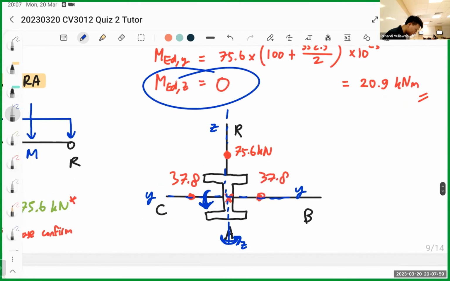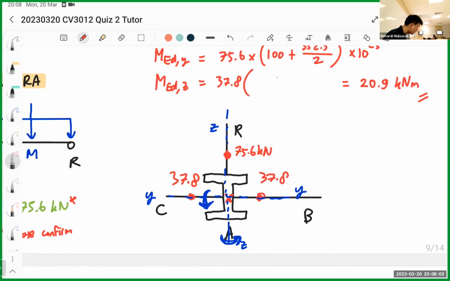The moment MEDZ is actually 37.8 multiplied by this eccentricity. I'll just write it as E for simplicity. Then you have another one here, which we subtract by 37.8. That's why it's 0. The left and right cancel each other.